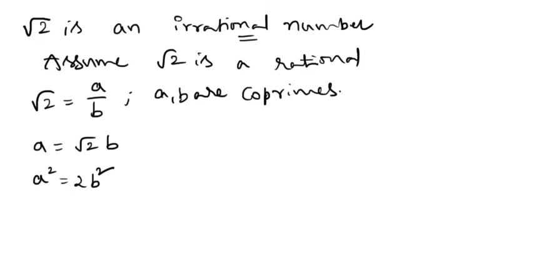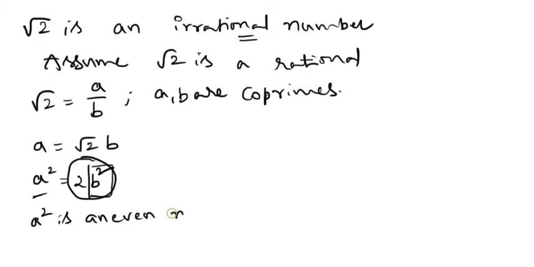So what does it mean? Here B square is an integer, so 2 times B square is an even number. What does it mean? A square is also an even number. That means we can write 2 divides A square. 2 divides A square, and 2 is a prime number that is dividing A square. That means we can write 2 divides A also.